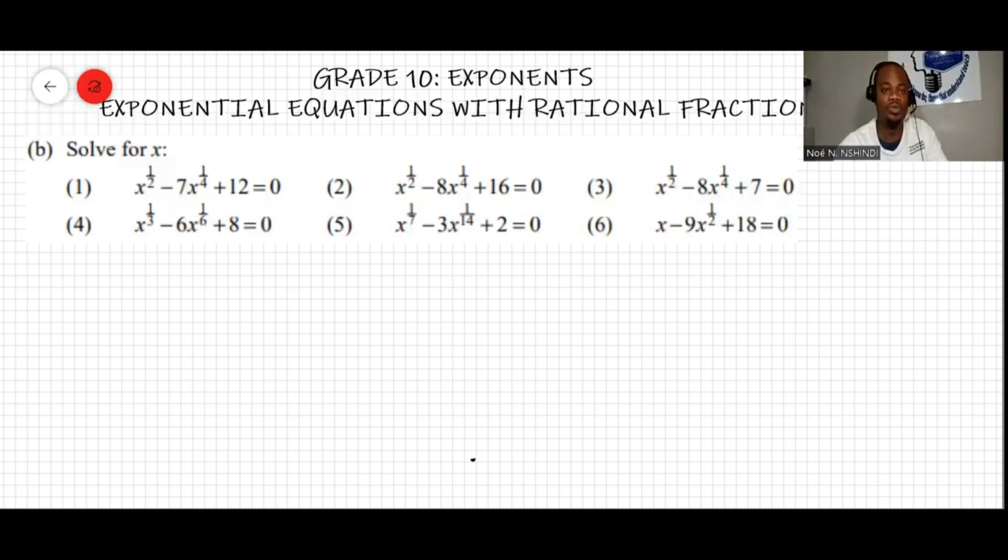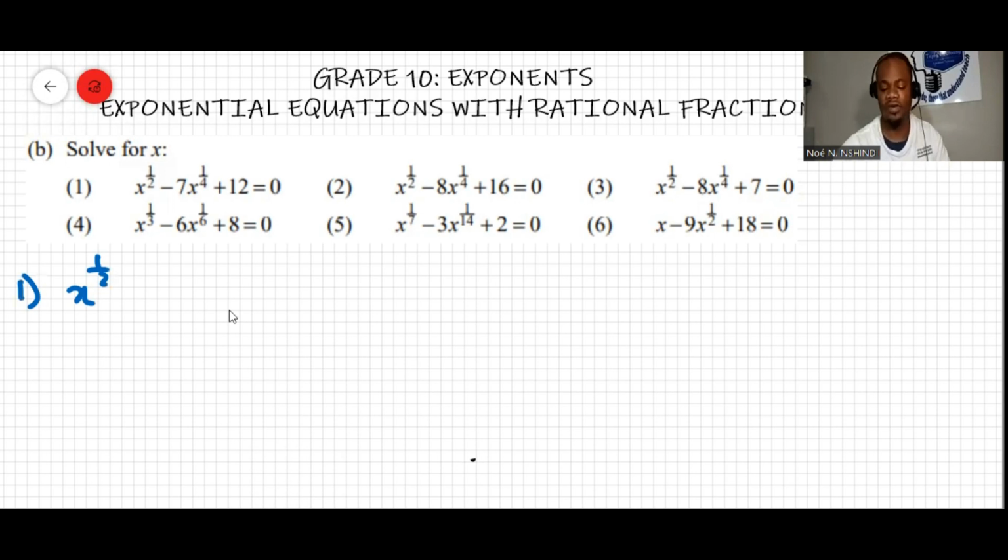Well, now we're going to do question B on exponential equations with rational fractions. Now, let's see B1. Let's write the equation here. We have x to the power of a half minus 7x to the power of a quarter plus 12 equal to 0.